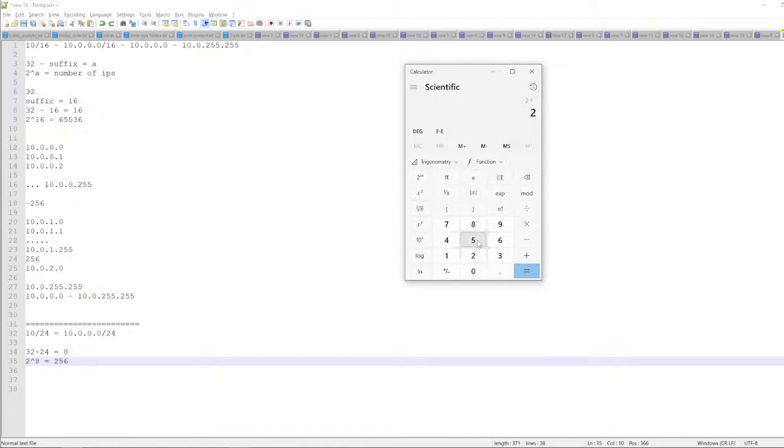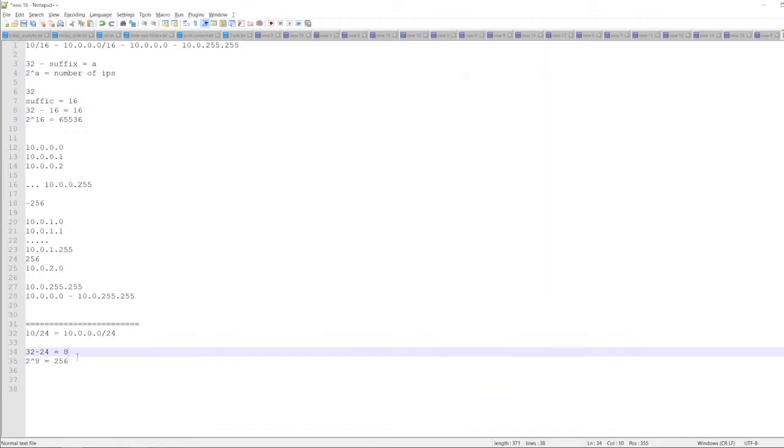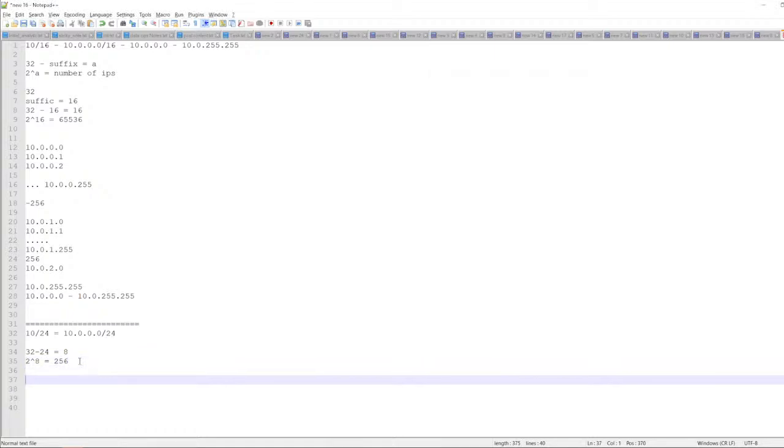2 to the power 8 is 256. So what is the starting IP? 0. What will be the end IP? You will say, sir, why 255 and not 256? Because 0 is also one IP. We are starting from 0, so consider the 0. So it is always 0 to 255.